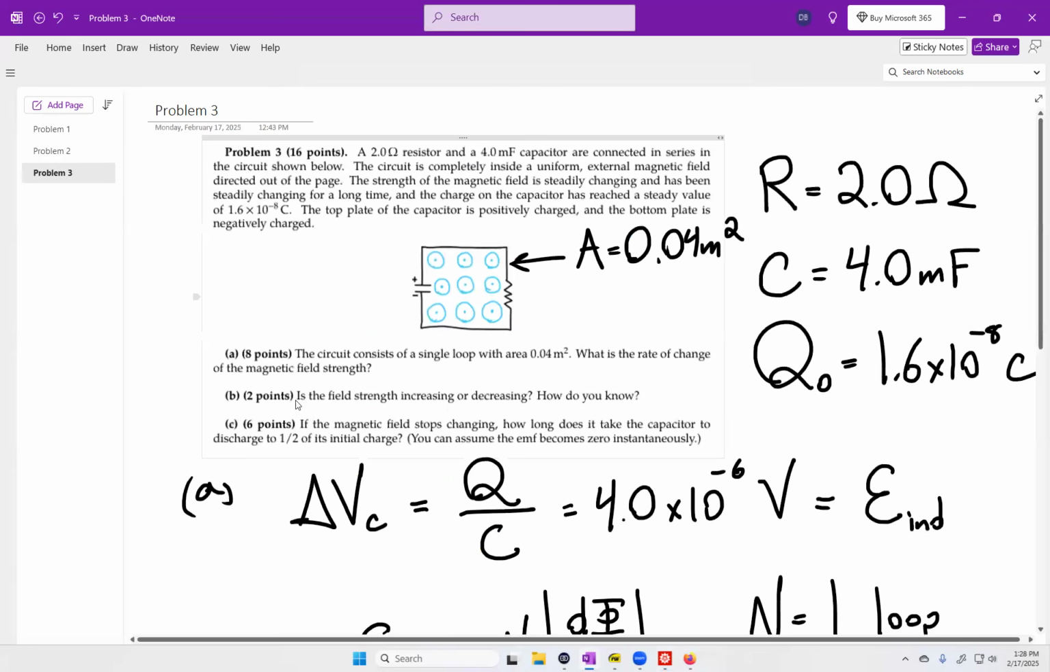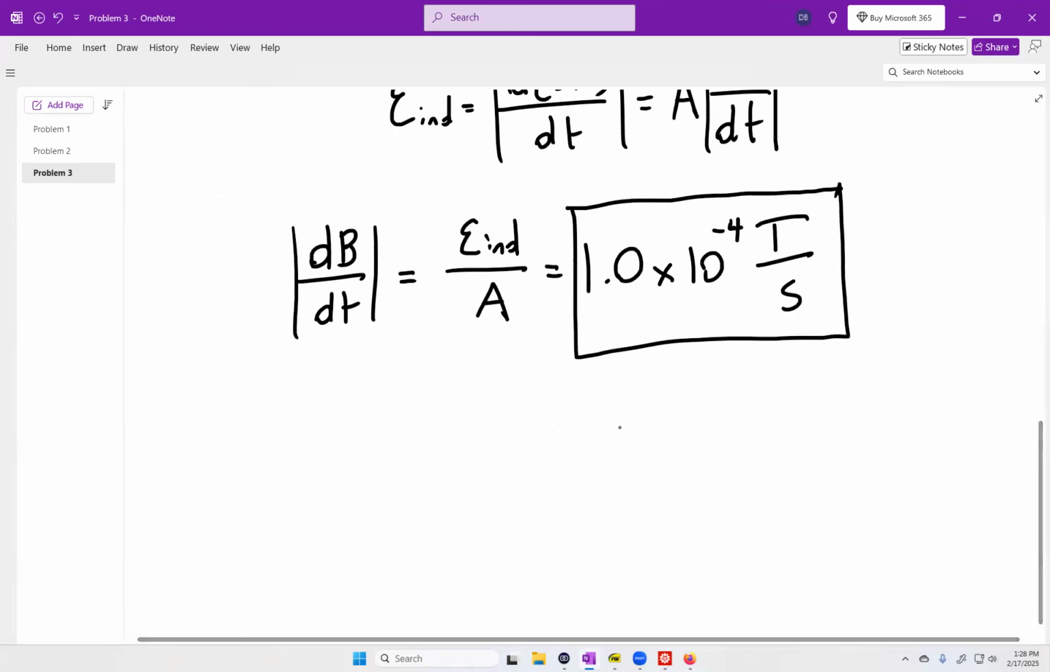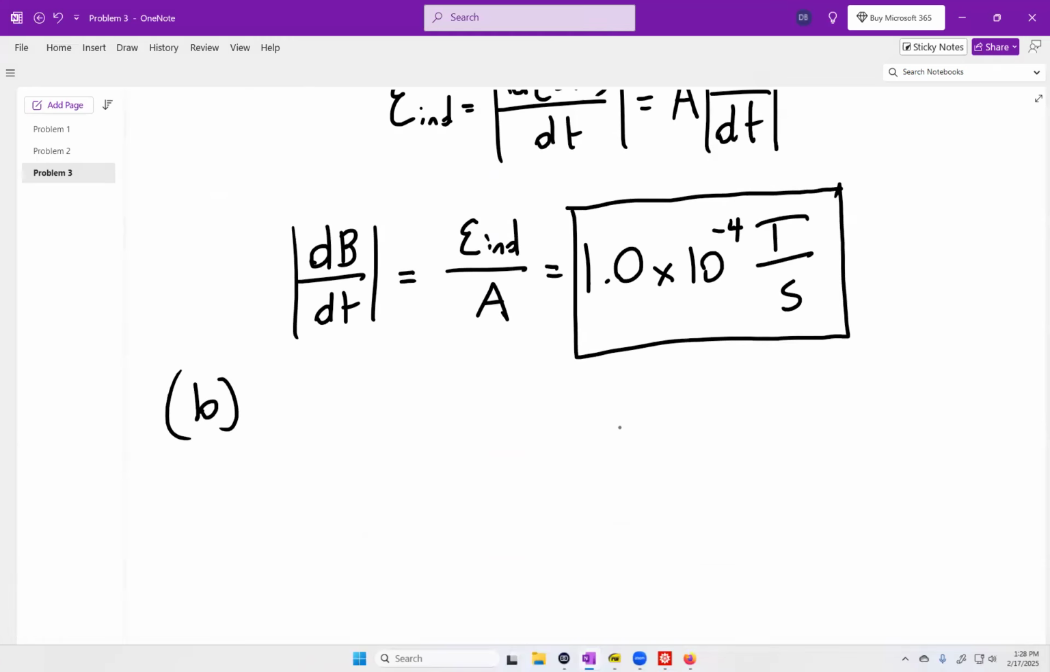Okay. Part B asks, is the field strength increasing or is it decreasing, and how do we know? So here we need to use Lenz's law.